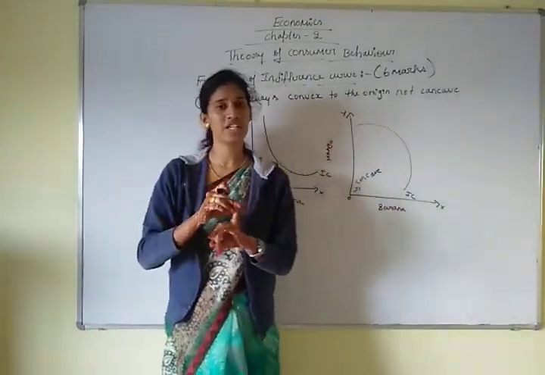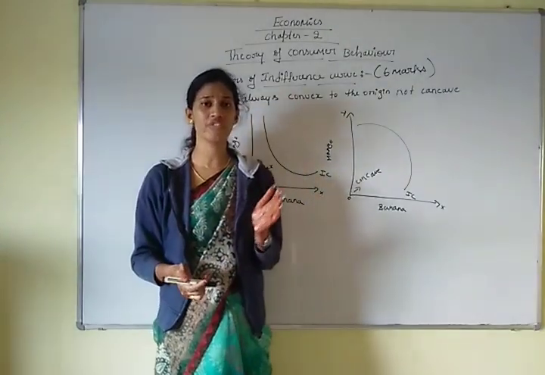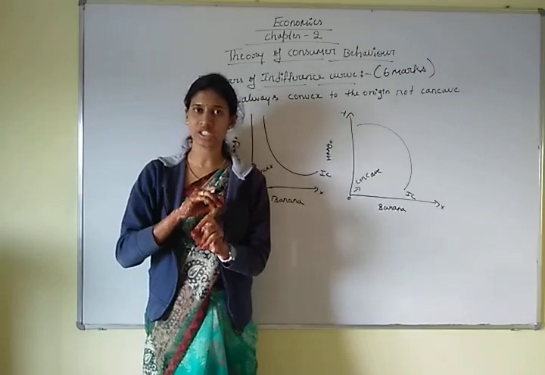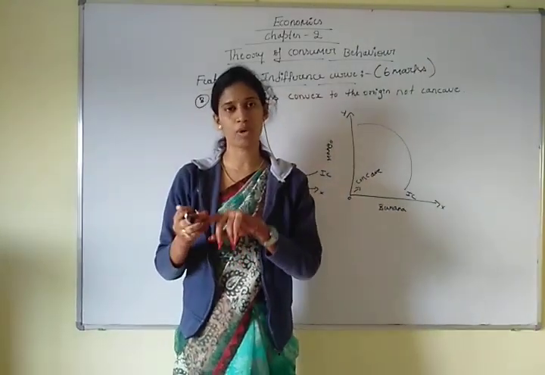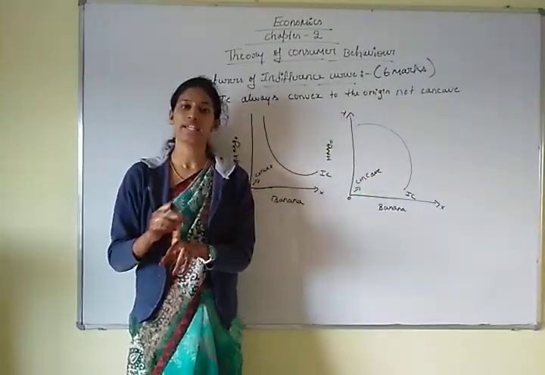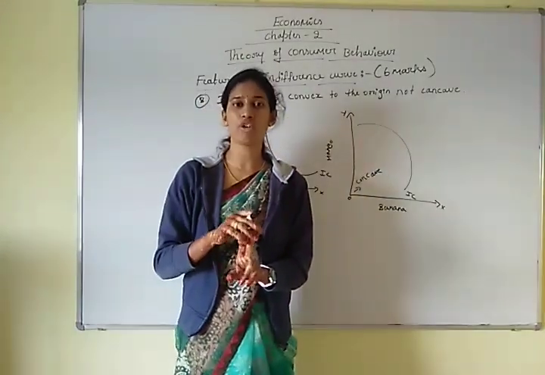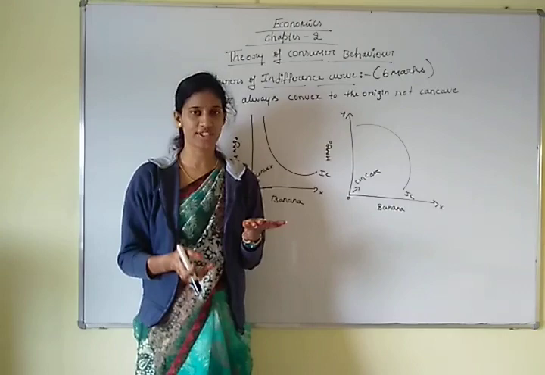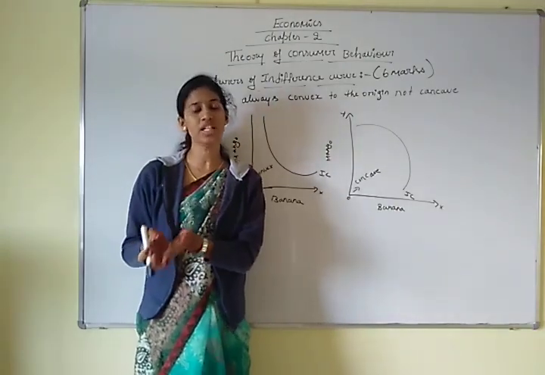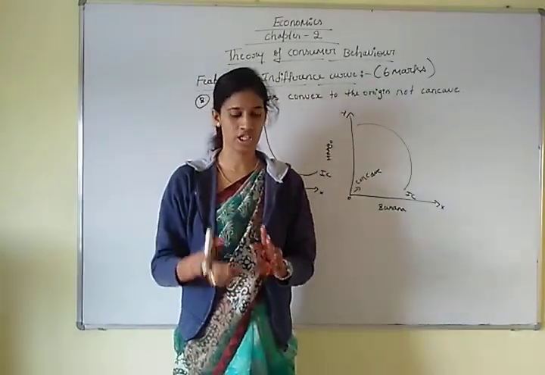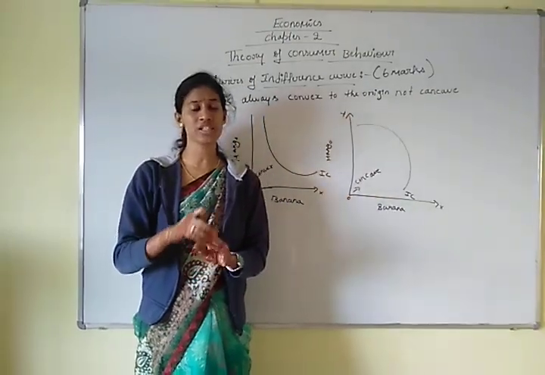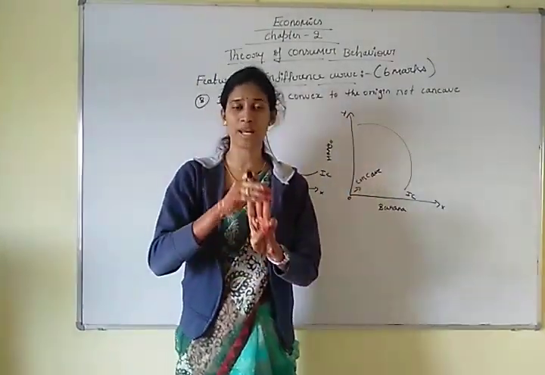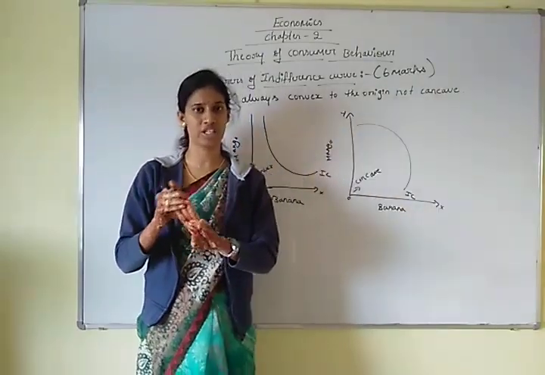The first one is that the indifference curve slopes downward from left to right. It is the first important property of the indifference curve. The second important feature is that a higher indifference curve represents a higher level of satisfaction. A lower indifference curve represents a lower level of satisfaction. The third important feature is that two indifference curves never intersect each other. These are the main 3 important features of the indifference curve.